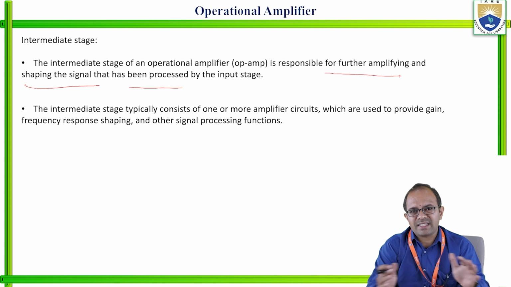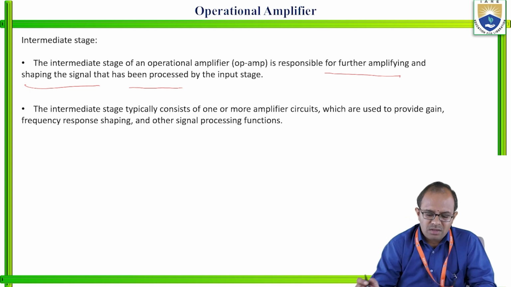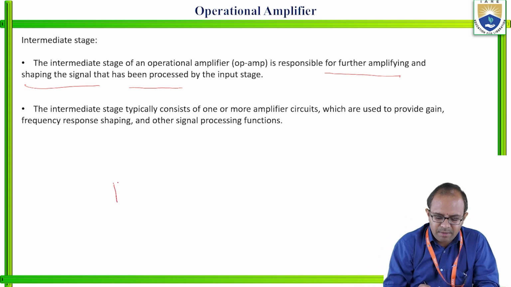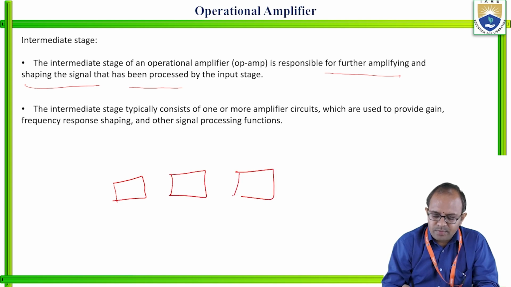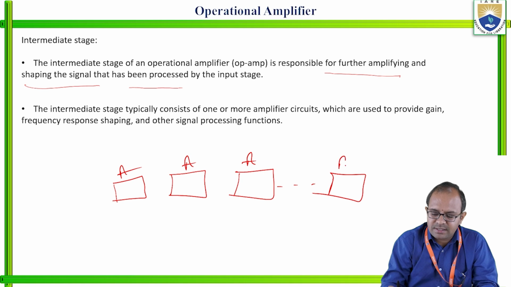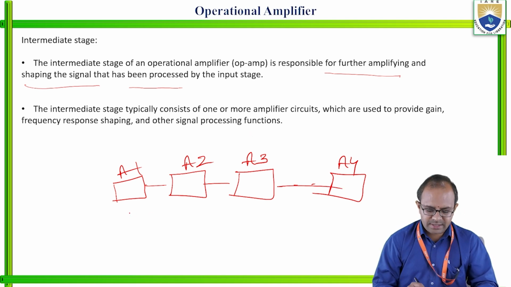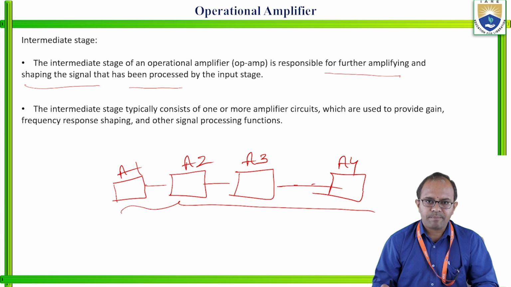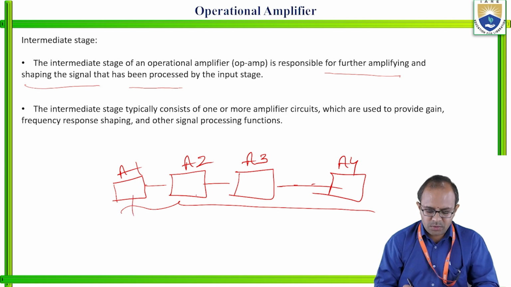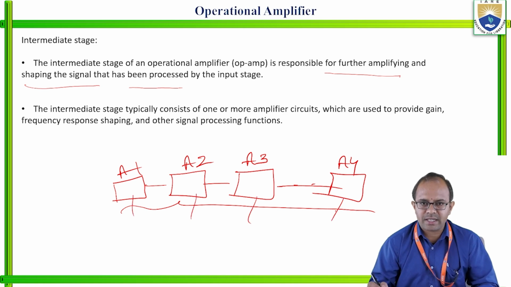So you know about the cascade configuration of amplifiers. What is the cascade configuration? You may have a first stage, second stage, third stage, like that. You can have n number of stages. All these are nothing but amplifiers, which I can call A1, A2, A3 and A4, all connected in cascade. This is the first circuit, second, third and fourth.